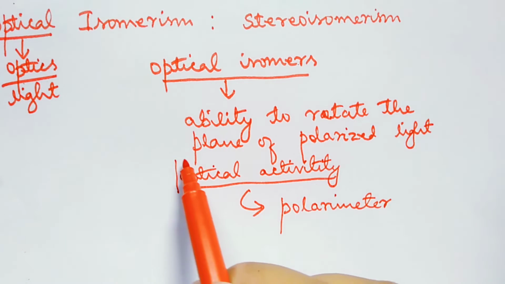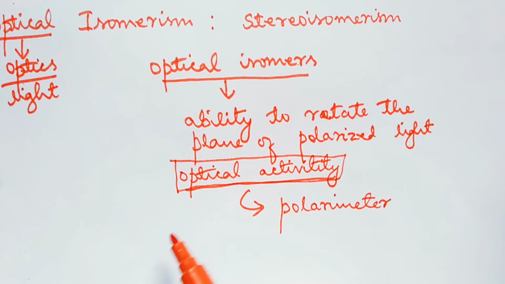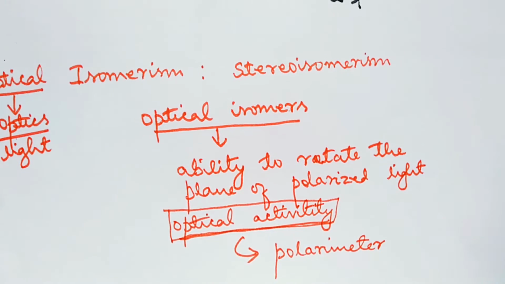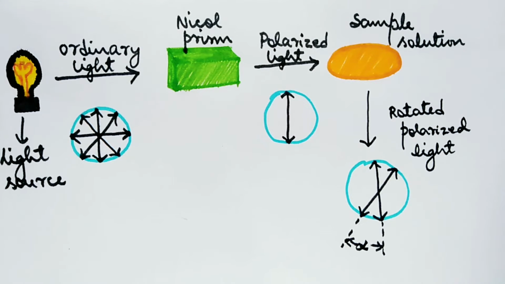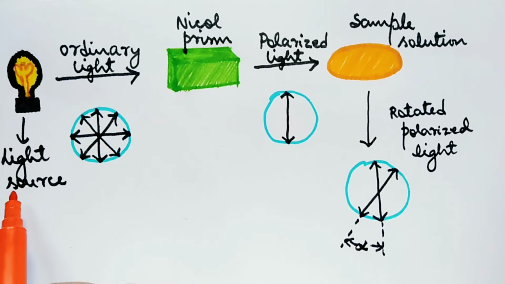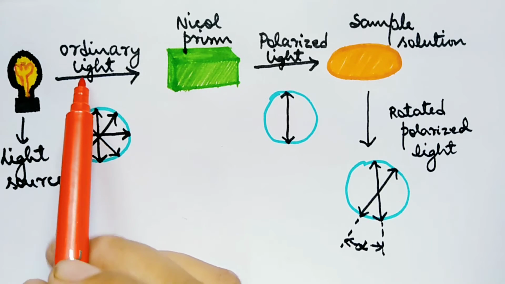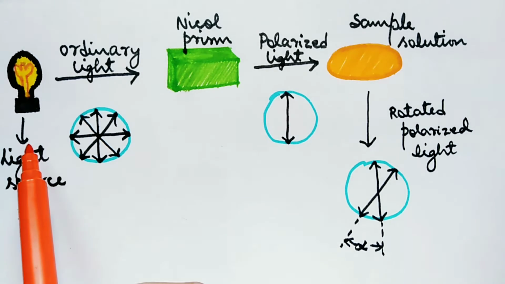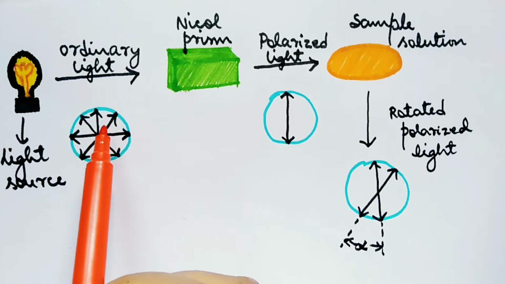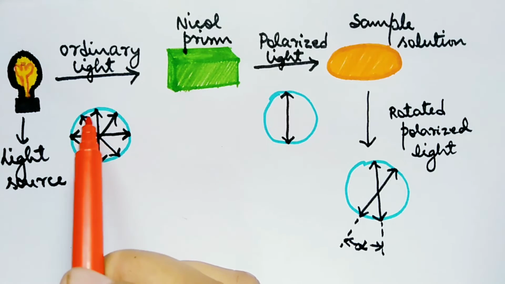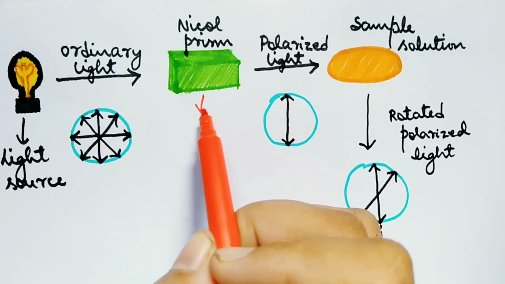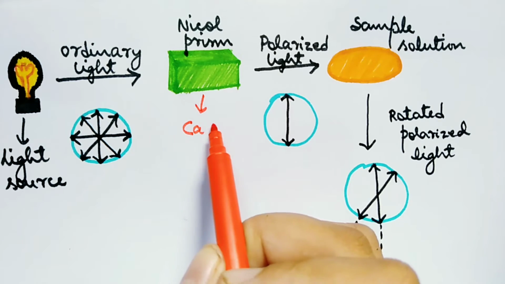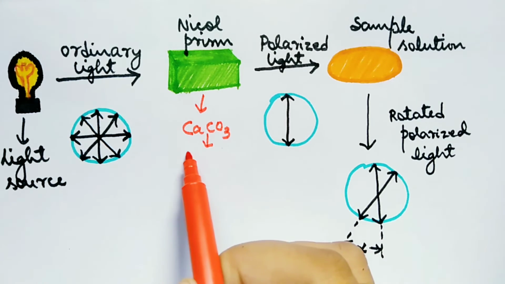Now, to understand more about this optical activity of optical isomers, I'm going to explain through this diagram. Have a look here. This is your light source. From this light source you have an ordinary light. In ordinary light, the waves vibrate in different planes. This is your nickel prism. It is made up of calcite, that is calcium carbonate.